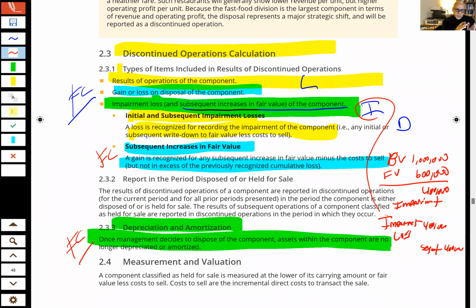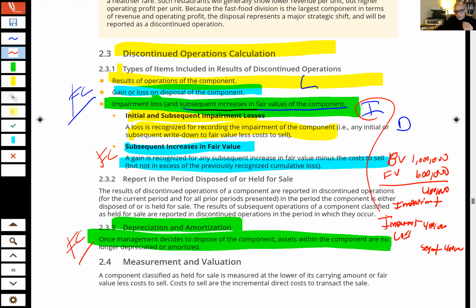Depreciation is the allocation of future economic value to expense, right, as it expires. Well, if you're getting rid of something, it has no future economic benefit. So what do you do? You stop depreciating at that point. Okay, so we know that what?